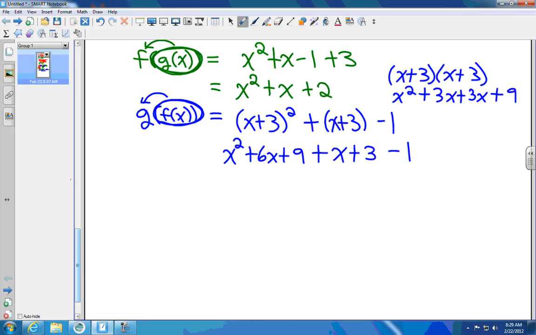Yeah, but we got x's first. Okay. So we got x squared, and then 6x plus x is 7x, and then yes, the 9, the 3, and the 1. So 9 plus 3 minus 1 is 11. We'll do another one of those, but are there any questions on the composites before we do?